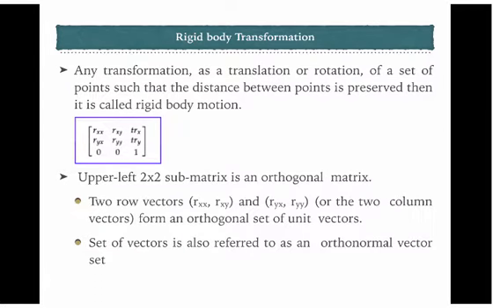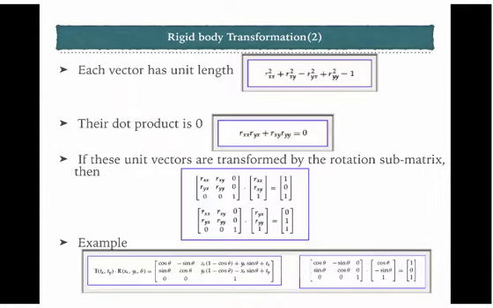Rigid body transformation. Any transformation such as translation or rotation of a set of points such that the distance between the points is preserved is called rigid body motion. In the above matrix, the upper left 2 by 2 submatrix is an orthogonal matrix. The two vectors Rxx, Rxy and Ryx, Ryy form an orthogonal set of unit vectors. The set of vectors is also referred to as an orthonormal vector set. Each of those vectors has unit length. Their dot product is 0, as described in the side equation.